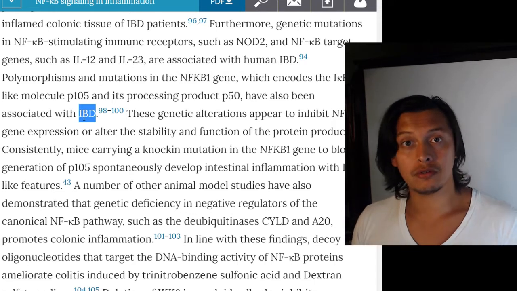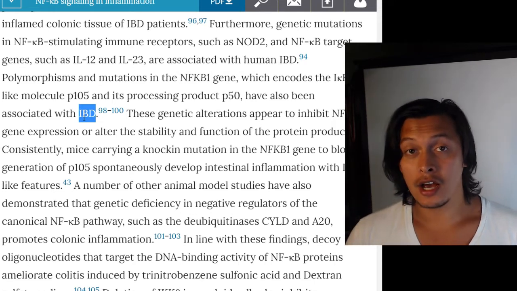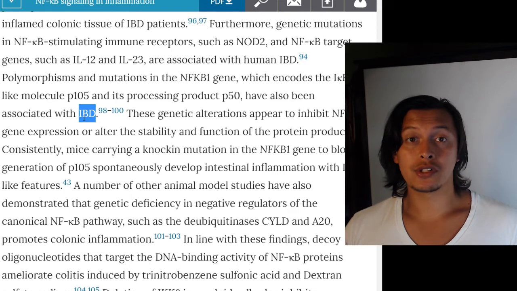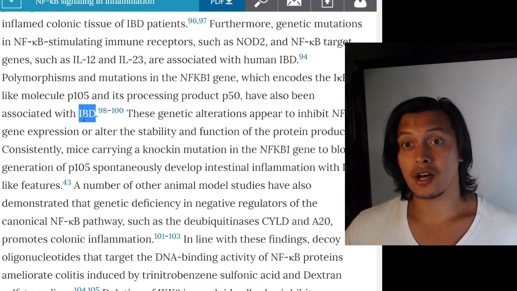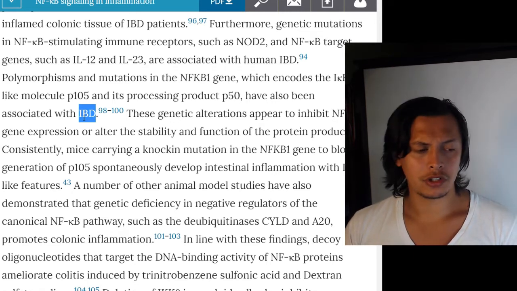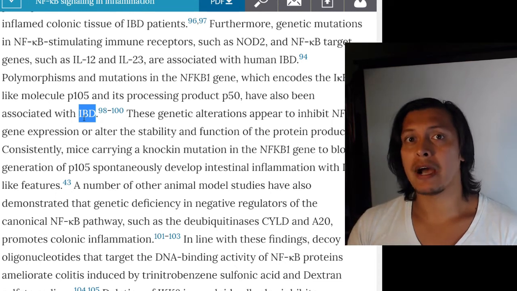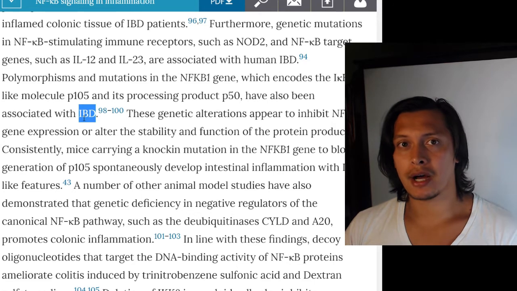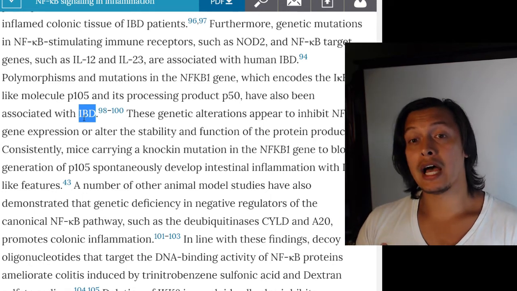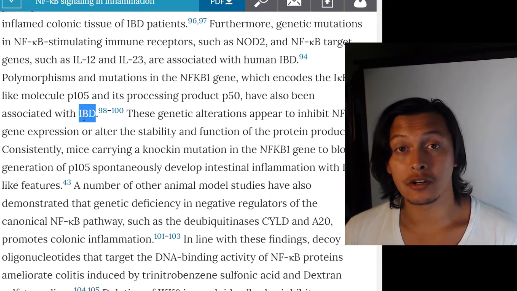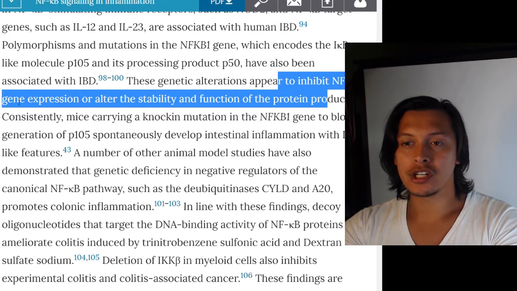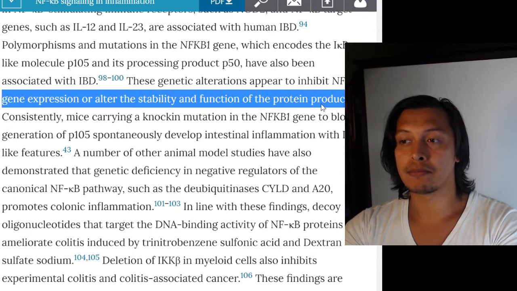So these few nucleotide mutations that are seen in the progenitor gene might result in propensities of developing a disease later in life. So this is one of the reasons why genetic counseling might become a very big thing soon, because by understanding people's genetics and the polymorphisms of the genes inside people, we will have a better understanding of what type of diseases they will get later in life. So these genetic alterations appear to inhibit nuclear factor kappa B1 gene expression or alter the stability and function of the protein products.